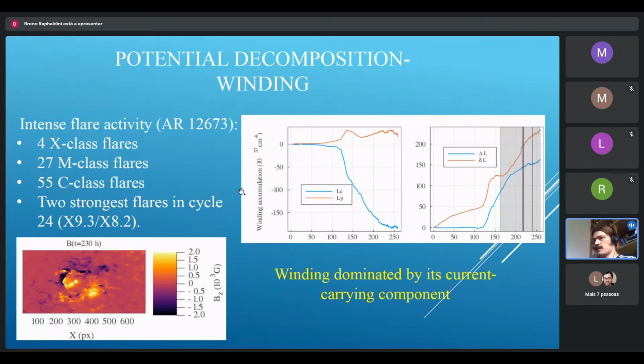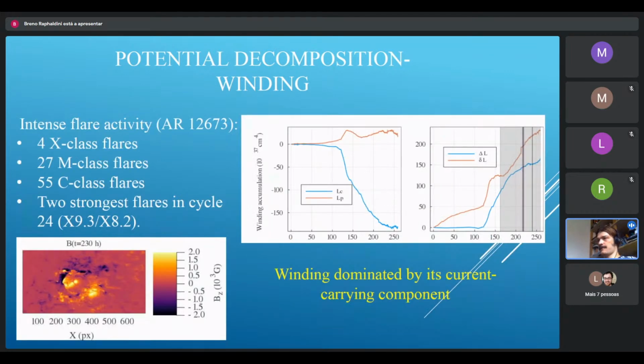So here we compute the 2 components of the magnetic winding, the current carrying component and the potential component. You see that one is negative and the other is positive, but in magnitude the current carrying part is much more intense. And when we calculate the differences, we see indeed the dominance of the current carrying part.